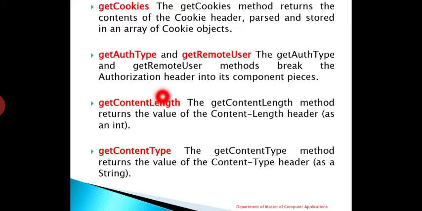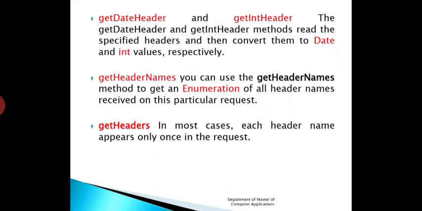And getContentLength returns the content length of the header, with return type int. And getContentType returns the value of the content type header. So that is about the content length and content type of the header. Similarly, we have getHeader and getIntHeader, which always returns an integer. getDateHeader returns the date, and getIntHeader returns integer values.